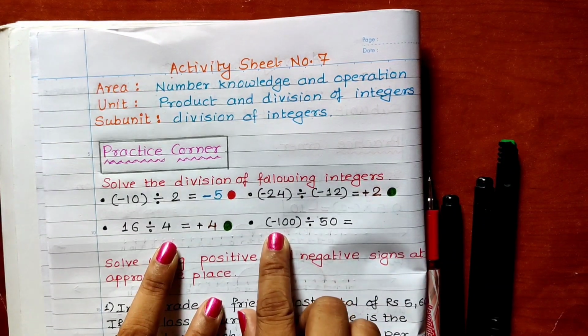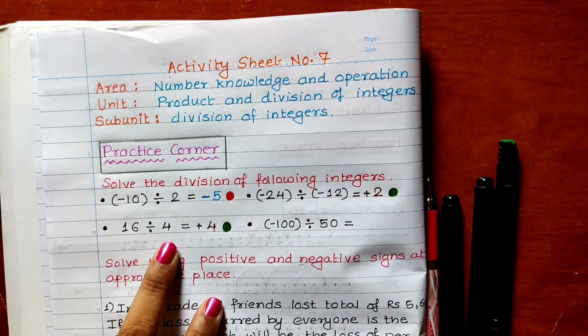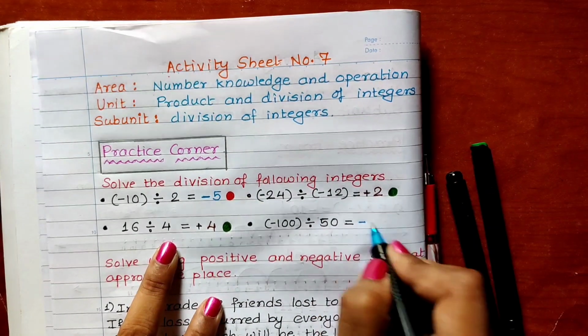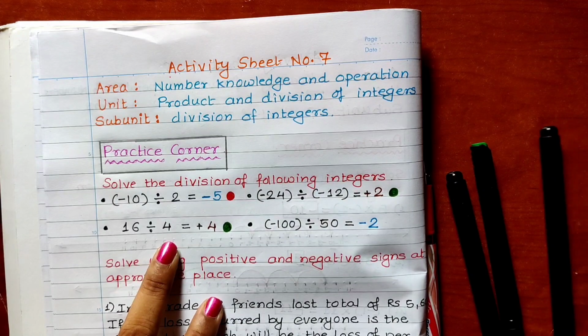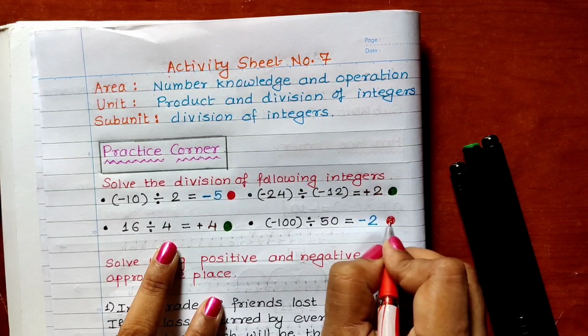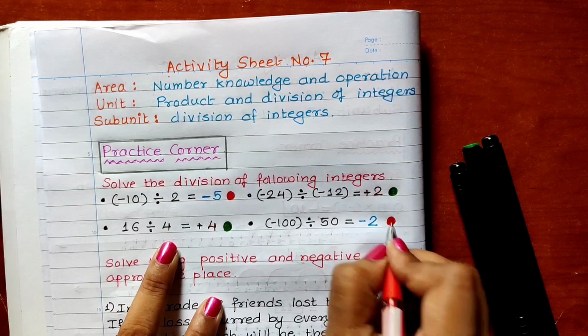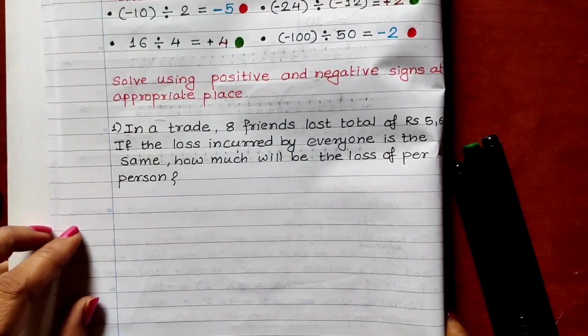Okay, now 100 divided by 50, negative positive. Answer sign should be negative sign. And 50 2s are 100, we all know, so minus 2 is the answer we are getting. Minus means negative, and negative sign we will show by a red color circle. So in this way you can complete this activity. Now let us go on to the second question.